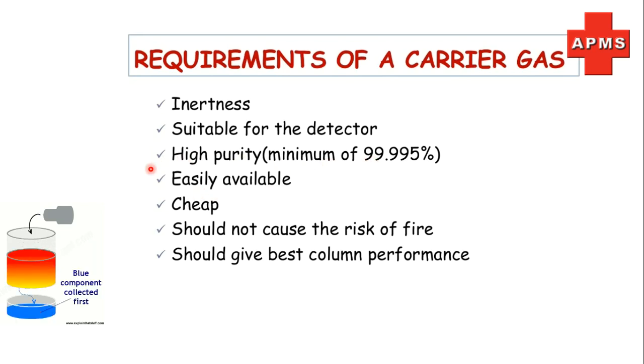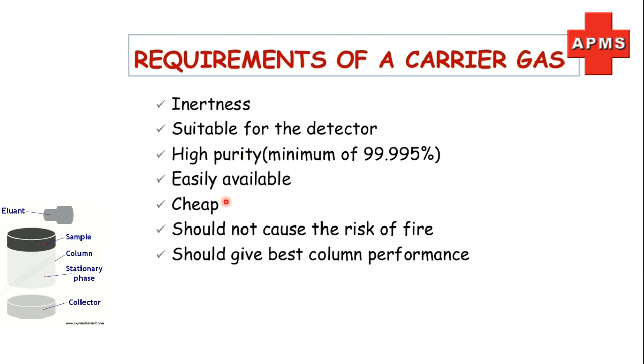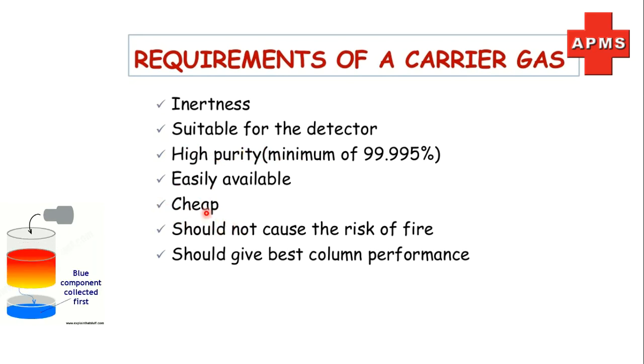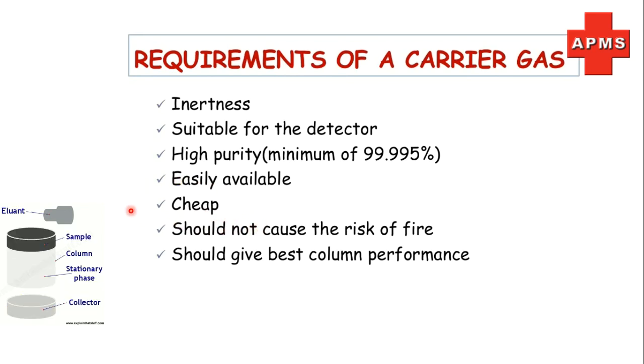Easily available means the carrier gas should be easily obtainable. Like nitrogen, as we see here, it should be cheap. Nitrogen gas is very cheap compared to helium or argon and other inert gases. Depending on the experiment, we design it so that we can apply these cheap, low-cost carrier gases. It should not cause any risk of fire.